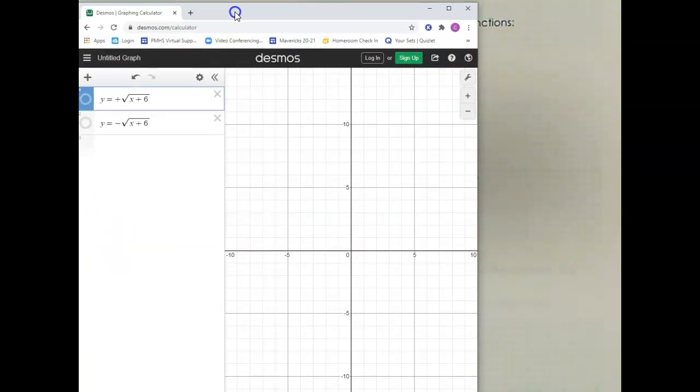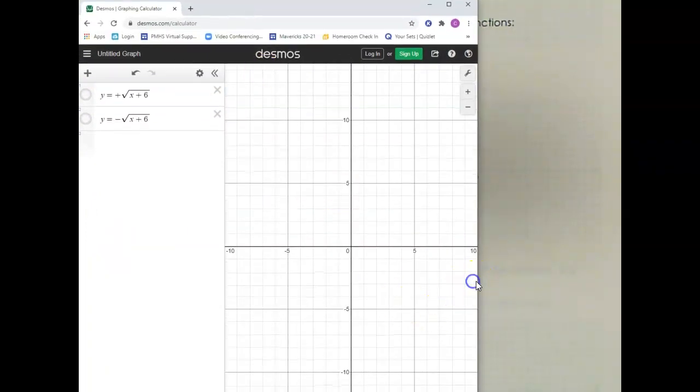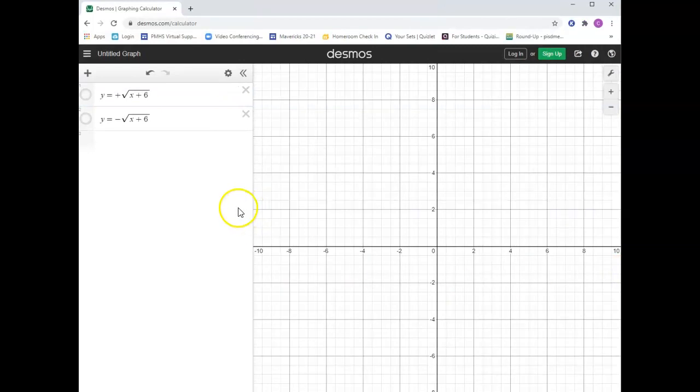So I've gone ahead and typed into Desmos y equals positive square root of x plus 6 and y equals negative square root of x plus 6. And I have them as separate because Desmos doesn't allow me to put plus or minus and then graph it. So I just want to show you what they look like. Here's part of this graph, and here's the other part of this graph. So together, these two pieces create a parabola that's opening horizontally.